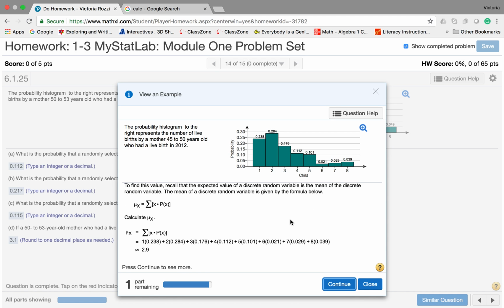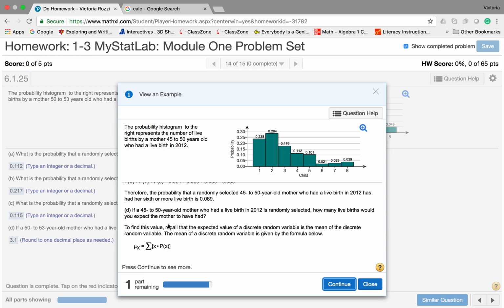Okay, so here we are. Here they're giving us a little bit of a different probability distribution, but that's okay. They're saying to find this value, recall that expected value of a discrete random variable is the mean average of the discrete random variable. The mean of a discrete random variable is given by this formula.